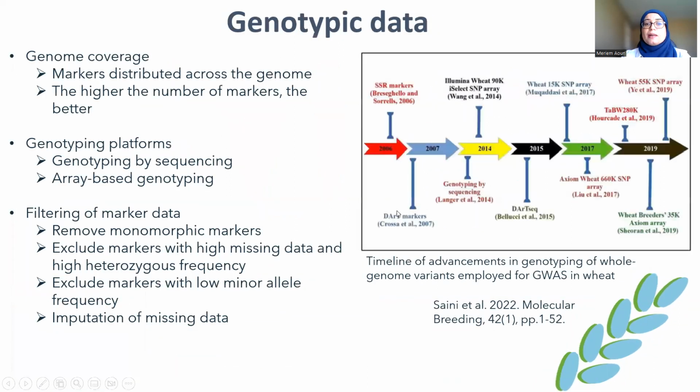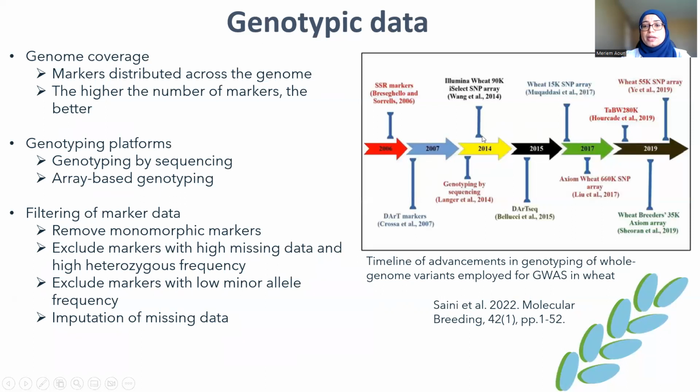For the genotypic data, as I mentioned earlier, we need markers that are distributed across the genome, and we need high density markers. Always higher number of markers are preferred. These are the different genotyping platforms, the high throughput genotyping platforms that are available.